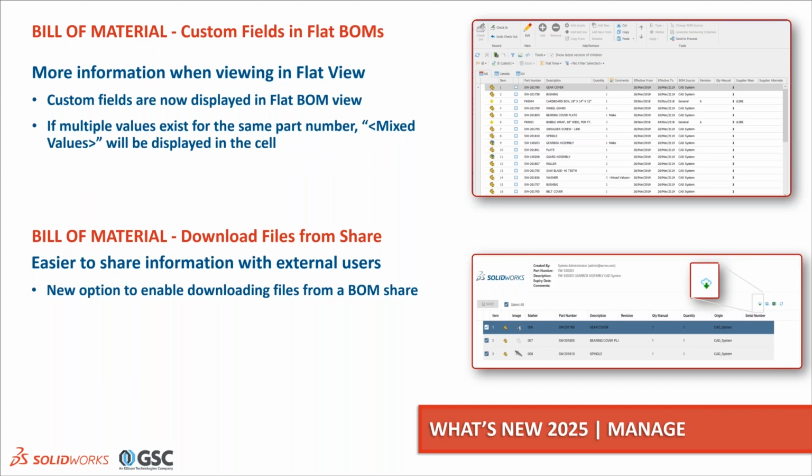Also, we have more information when viewing things in flat view, so we can now display custom fields, and there'll be a mixed values thing. If there are multiple values for the same part number, it'll just say mixed, because there's not any one value that's the same there. And it's easier to share information with external users, because now you can allow people to download files from a BOM share.